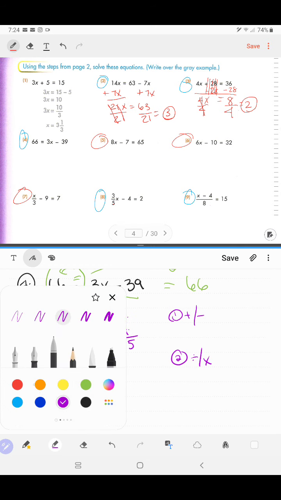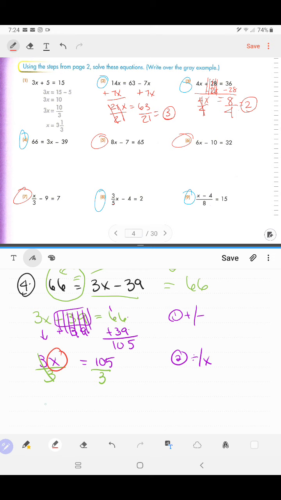X is free. And then you divide 105 divided by 3. 3 goes into 10 3 times. 3 times 3 is 9. Subtract, 10 minus 9 is 1. Bring down the 5. 15 divided by 3 is 5. 5 times 3 is 15. That's 0. So 35.